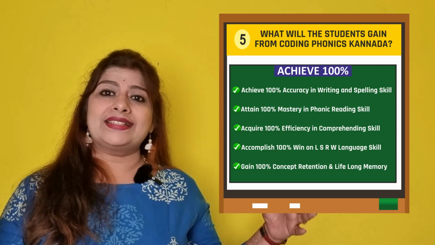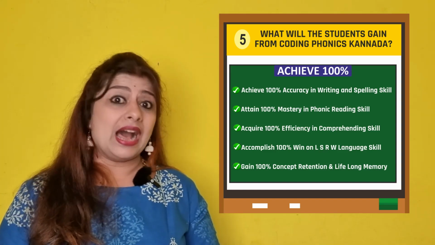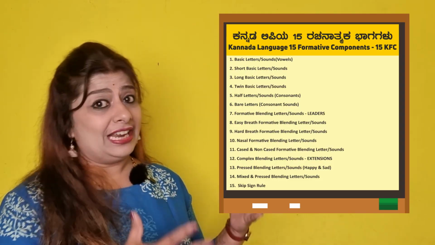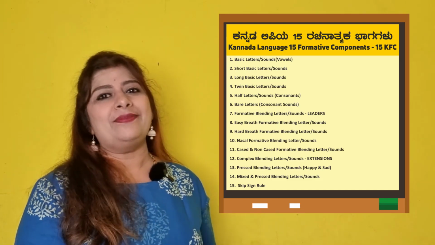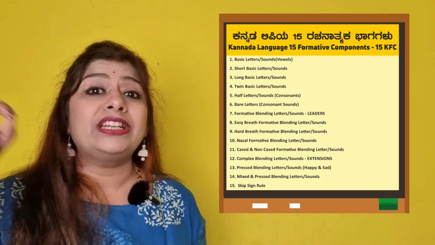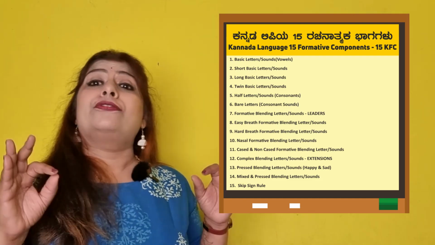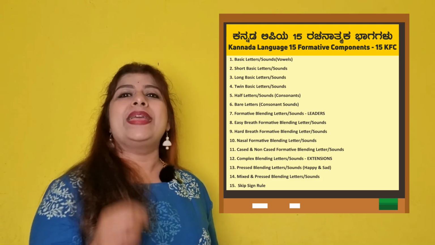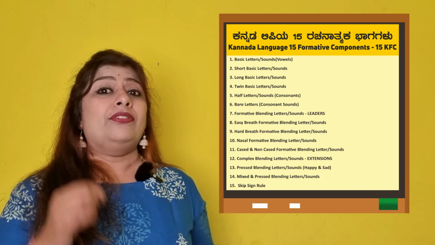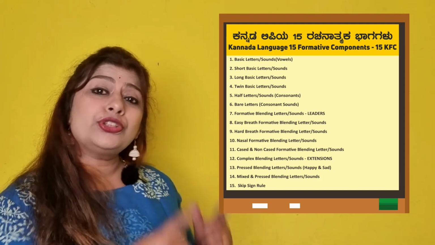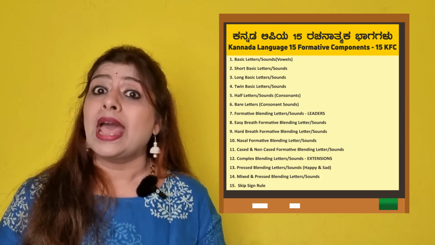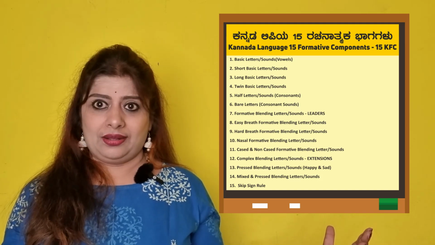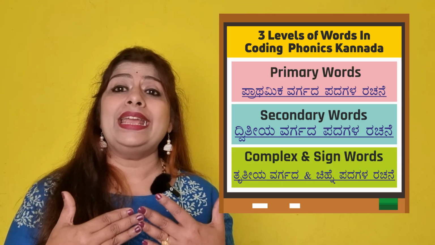After understanding the structure of Coding Phonics Kannada, let us understand that we will have to teach or learn these basic 15 elements, 15 KFC, Kannada formative concepts, which I discussed earlier. The concepts remain the same, but how they are taught in the classroom makes it different. We will understand how to introduce these basic concepts in our classrooms, dividing the entire vocabulary or words of Kannada into 3 categories.